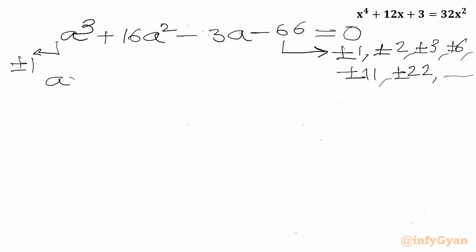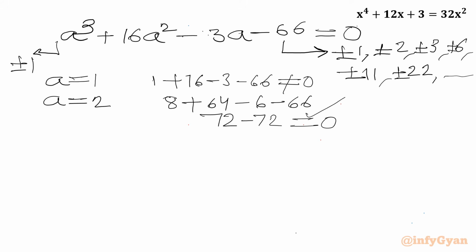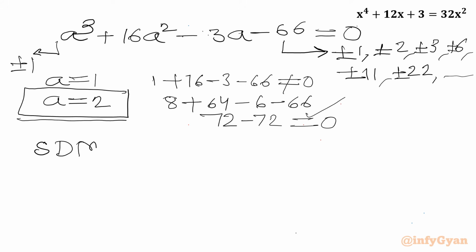If I plug in a equal to 1, will it satisfy? 1 plus 16 minus 3 minus 66. No, it won't. Let us put a equal to 2. 8 plus 64 minus 6 minus 66. So 72 minus 72. Yes, this is making our RHS 0. So a equal to 2 is our base solution. Now I will use the synthetic division method.